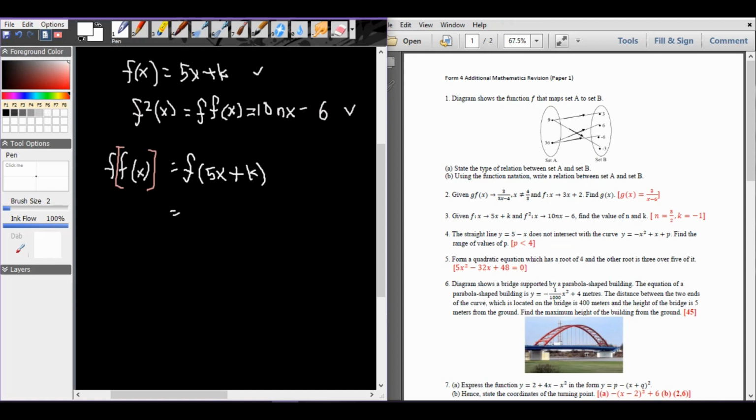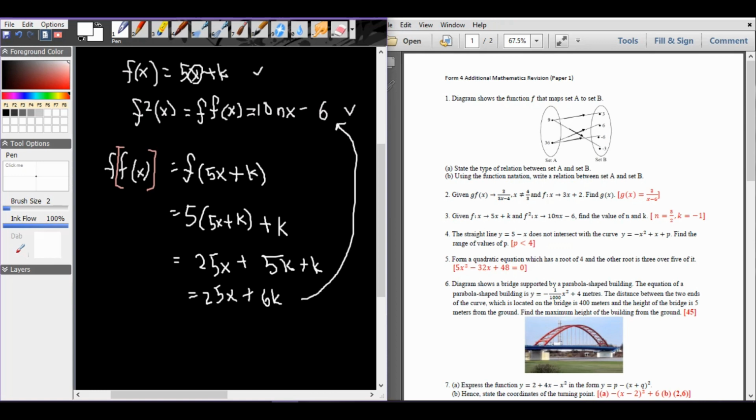Okay, after that we substitute x with 5x plus k into this function f. So you will have 5, x is 5x plus k, plus k. Okay, this becomes our object. So just replace x with 5x plus k, then you have this one. So 25x plus 5k plus k, 25x plus 6k.